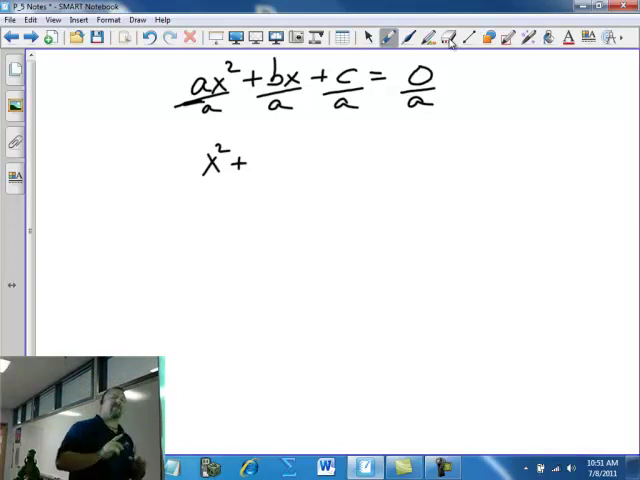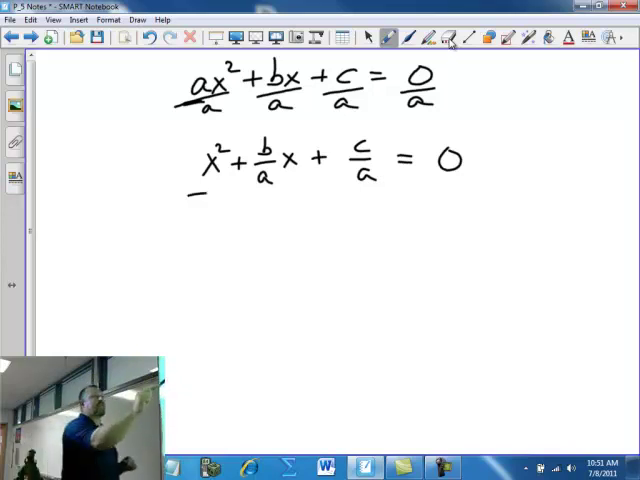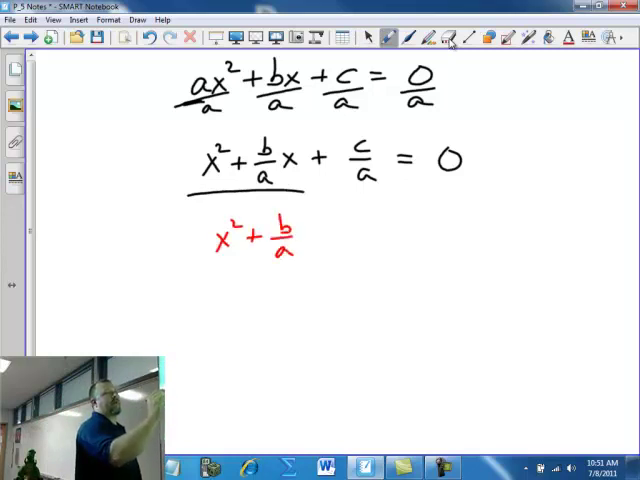Now I can do it this way because I'm solving an equation, whereas before I had to factor the a out. But solving the equation is going to be a little easier. So I'm going to get plus c over a equals, and 0 over a is just 0. Now I only need the first two terms to complete the square, so I'm going to move the c over a to the other side as a negative c over a.